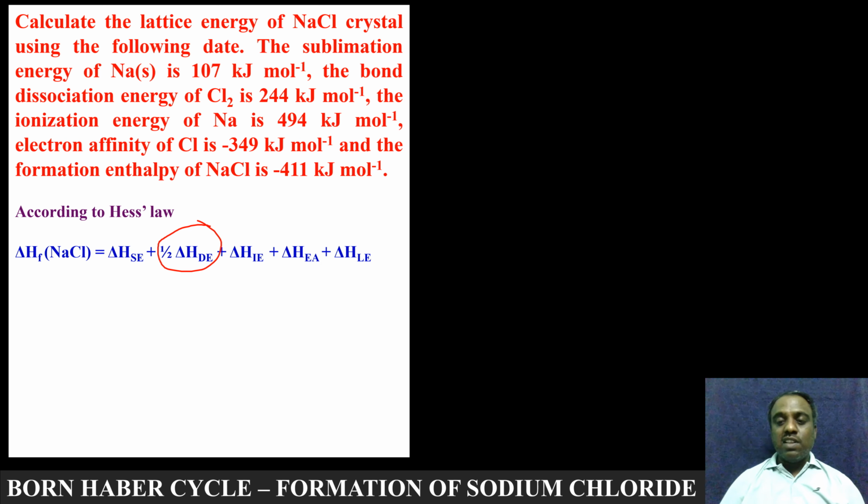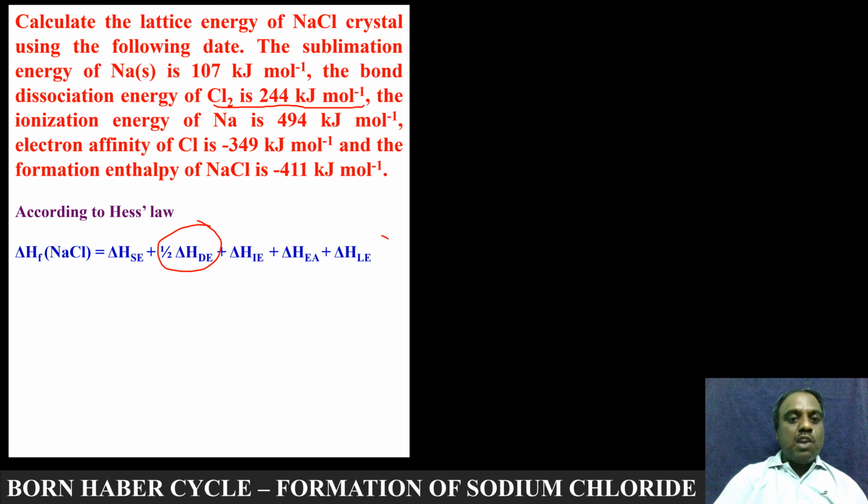Please note down, we have used only half the parameter for the bond dissociation energy of chlorine. See, look at this, the bond dissociation energy is given as 244 kilojoule per mole. If it is 1 mole of chlorine atom, we can take this value 244 as such. Since we have taken only 0.5 mole for the formation of sodium chloride, we have to divide the bond dissociation energy by 2.